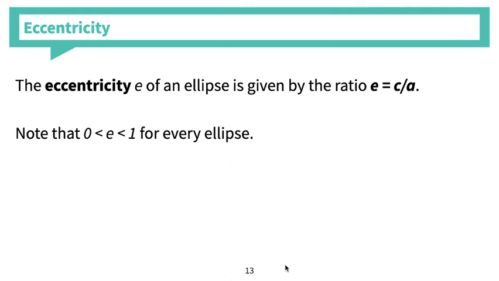So our eccentricity values for an ellipse are always going to be between 0 and 1. They will never be less than 0, and they will never be more than 1. This is going to change when we talk about hyperbolas, but right now we're talking about ellipses.